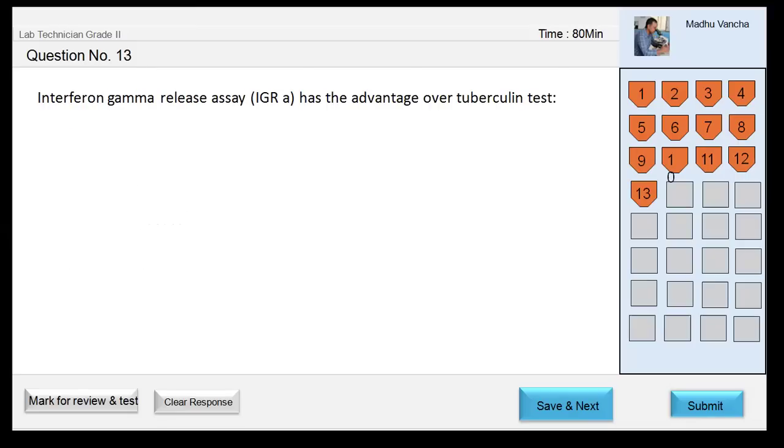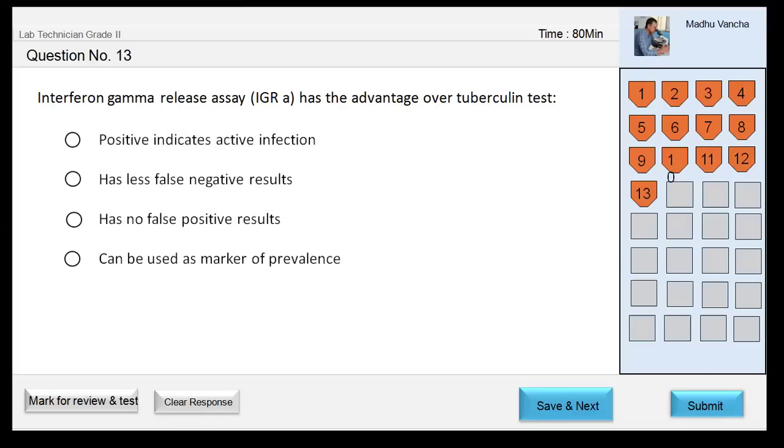Next question, interferon gamma release assay, IGRA, has the advantage over tuberculin test. Option A, positive indicates active infection. Option B, has less false negative results. Option C, has no false positive results. Option D, it can be used as marker of prevalence. Here the right answer is it has no false positive results. So if we do a tuberculin skin test, in some cases we may get false positive results also. But in case of interferon gamma release assay, we do not have any false positive results.